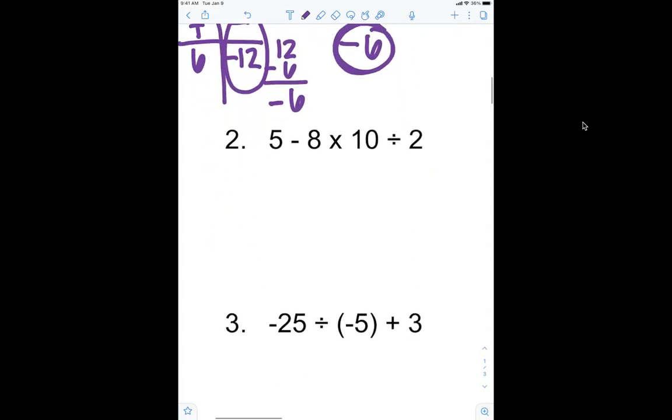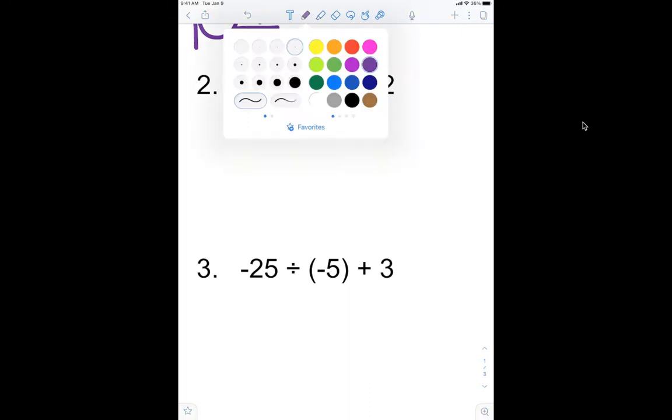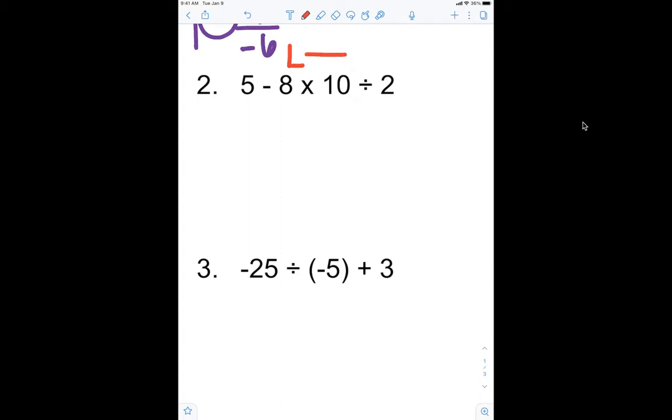Okay, number two. I've got 3 different signs. I've got minus, multiply, and divide. So this is kind of what we were talking about. I know minus is going to go last, right? It's either multiply or divide. And to tell which one goes first, we work from the left of the problem to the right of the problem. So we see which one comes first. Well, multiplying's first in the problem, so that's what we do first.